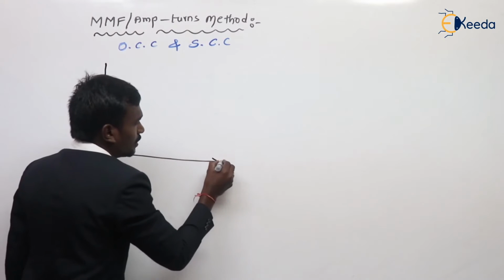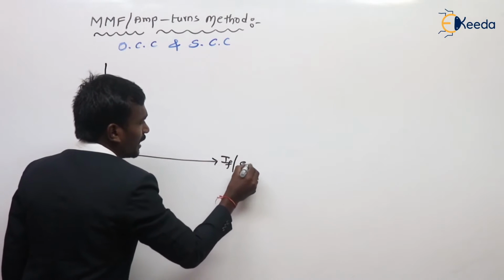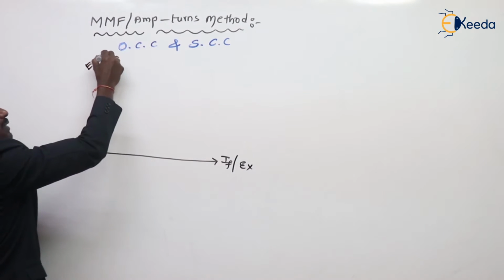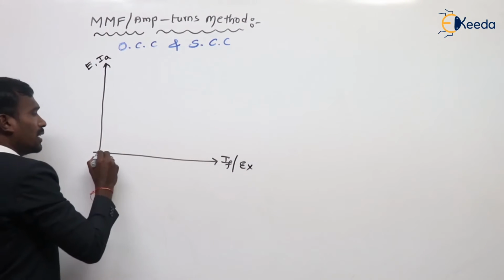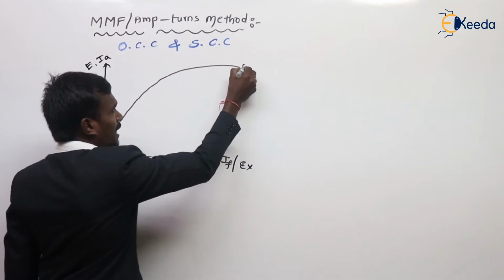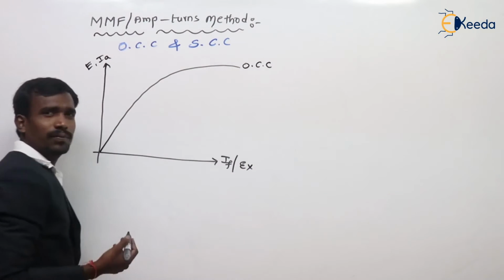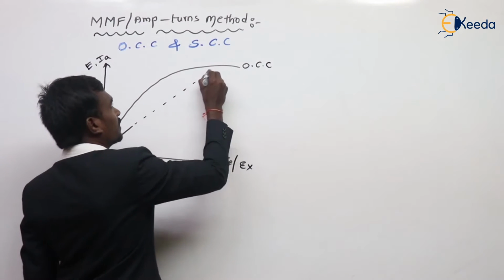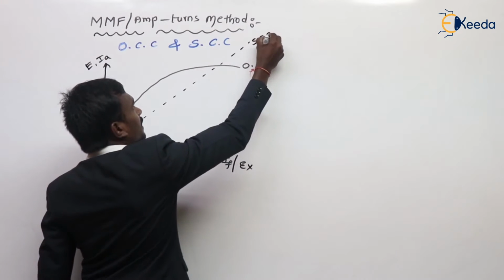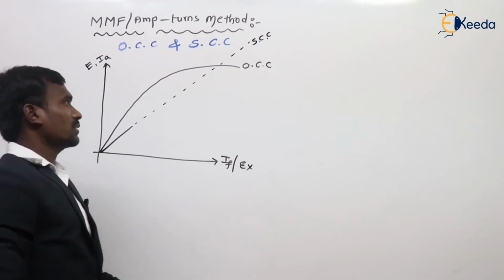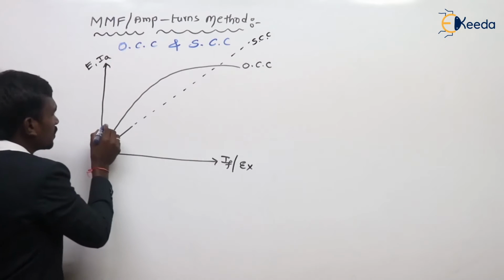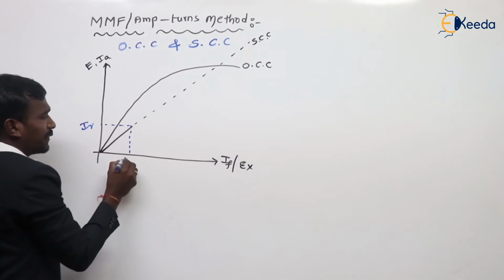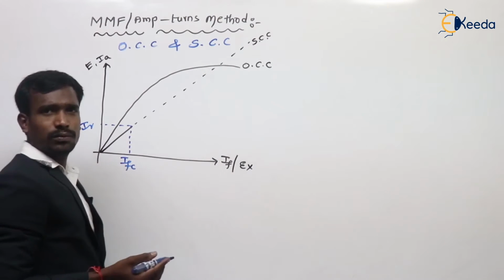This is field current or excitation. Here EMF and the armature current. Draw the OCC characteristics. OCC characteristics are like this. We know this. And SCC characteristics are like this. We know this. Of course, here for rated armature current, the field current is IFSC, we know.